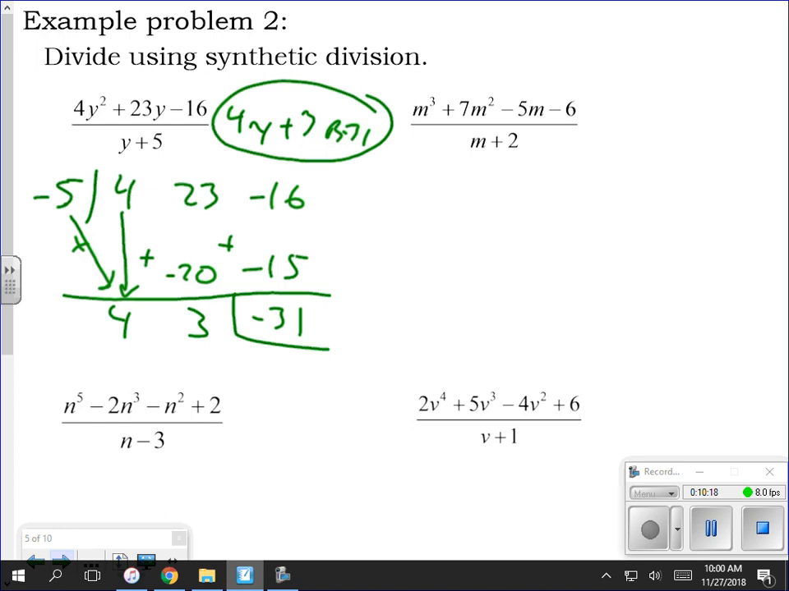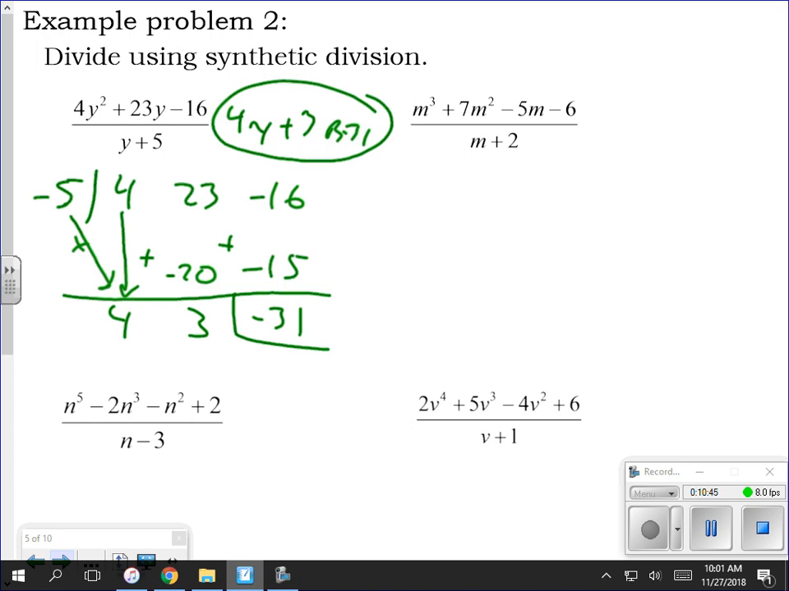So in the next one, what's my highest power? 3. So my answer is going to start with m squared, because my problem starts with m cubed. My answer is going to start with m squared in the next one. Yes? So it's like you take the highest one, you go down one? For my final answer, yes.